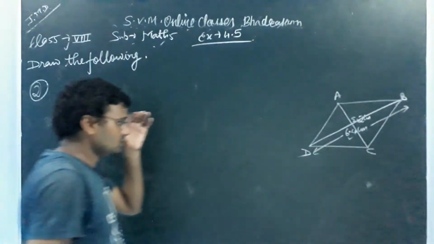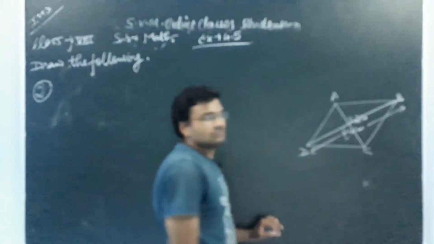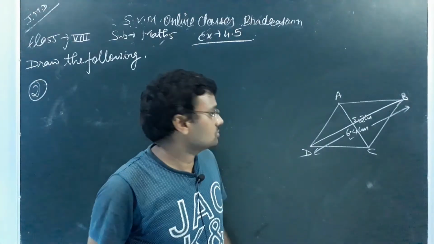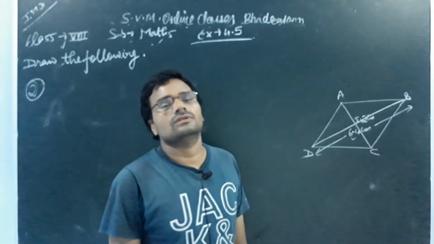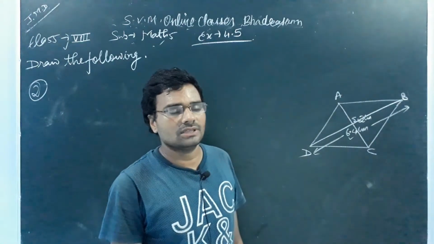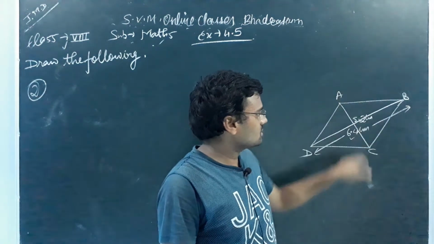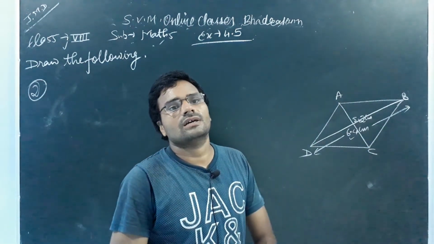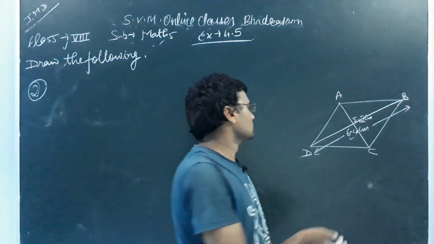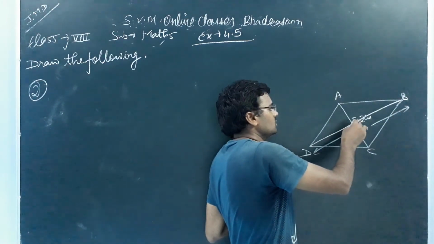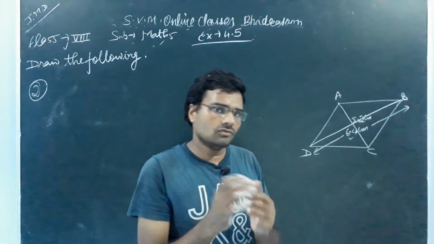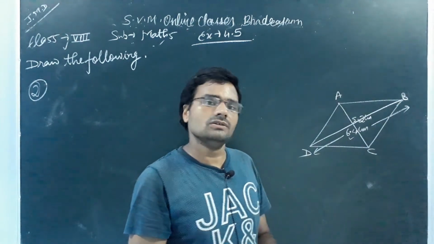Now what we'll do is, listen, actually in the diagonals of our rhombus, this is also a property that both the diagonals bisect each other at right angles. Okay, so bisect each other means they divide each other into equal parts.